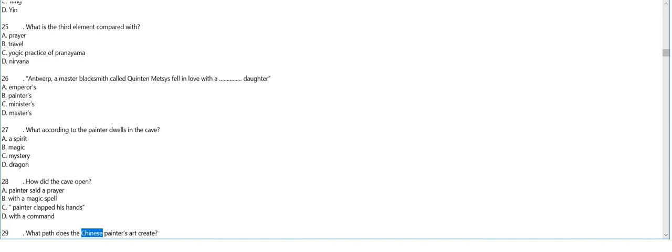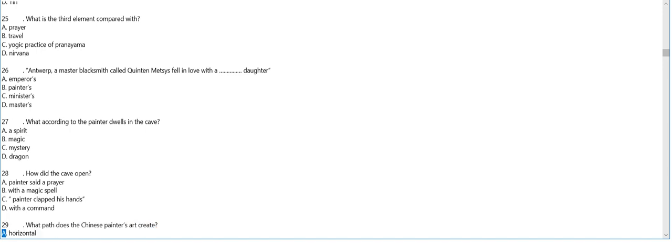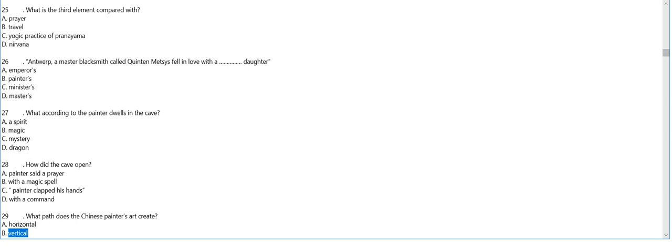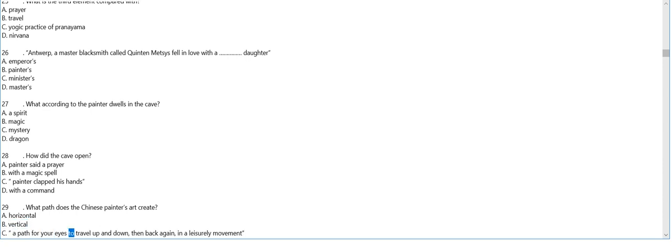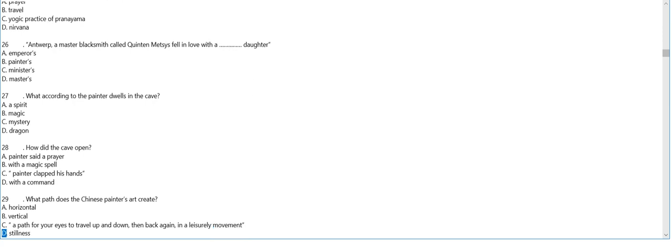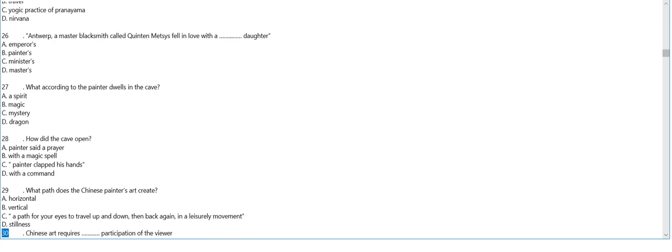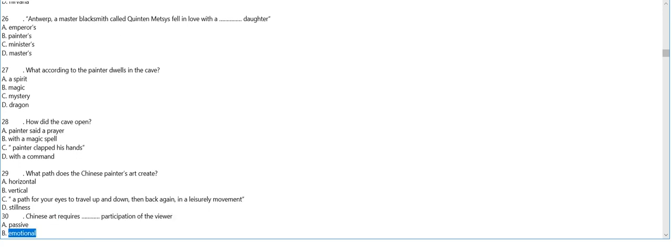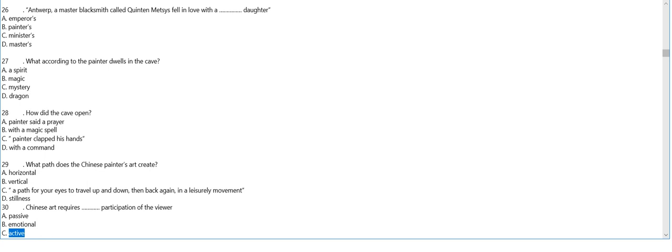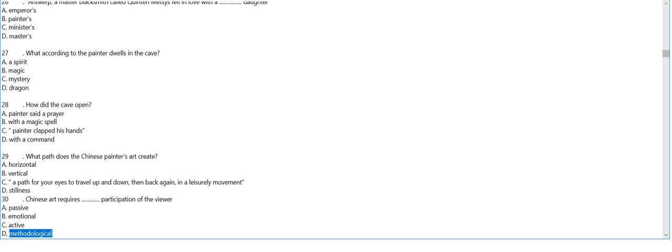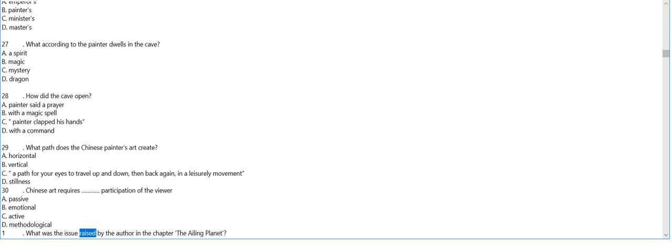29. What path does the Chinese painter's art create? A. Horizontal. B. Vertical. C. A path for your eyes to travel up and down, then back again, in a leisurely movement. D. Stillness. 30. Chinese art requires participation of the viewer. A. Passive. B. Emotional. C. Active. D. Methodological.